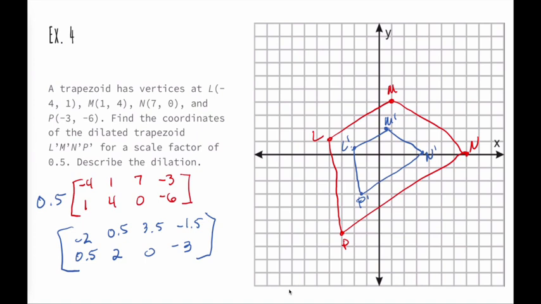Alright, so dilations and translations, pretty easy. Reflections and rotations, a little bit trickier, but I will give you the matrices. You just have to remember how to multiply them. And it is important that you put the transformation matrix out front.